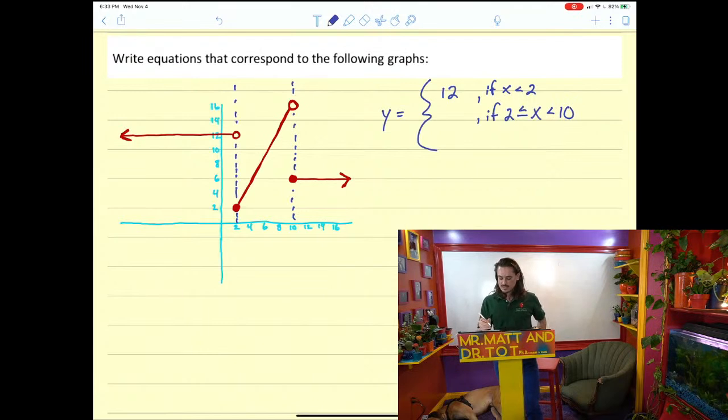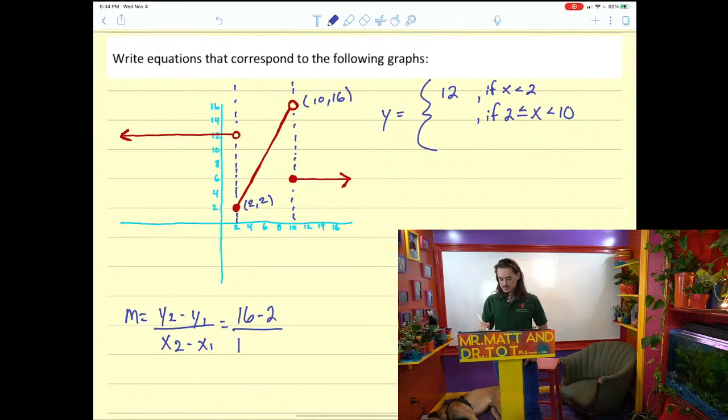And to calculate this value, notice that we have points (2, 2), and we have points (10, 16). So we could calculate the slope between these two points. Remember that slope, or your m value, is equal to y2 minus y1 over x2 minus x1. So that would be 16 minus 2 divided by 10 minus 2. That's going to be 14 divided by 8, which we will reduce down to 7/4.